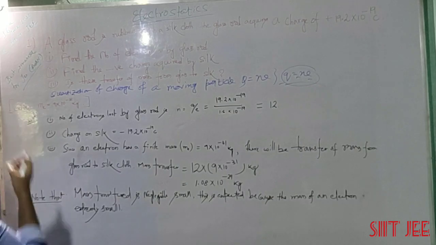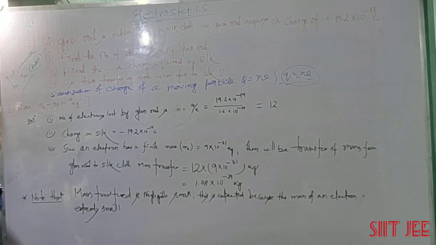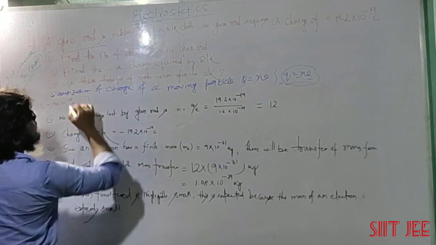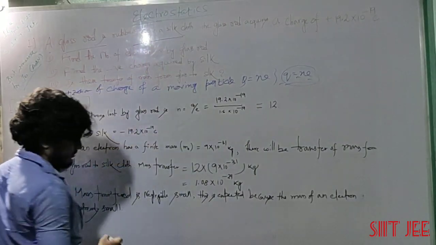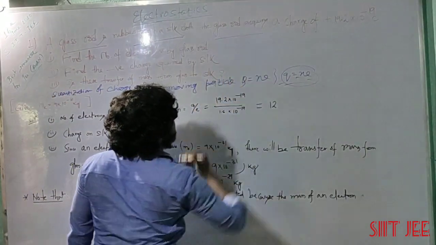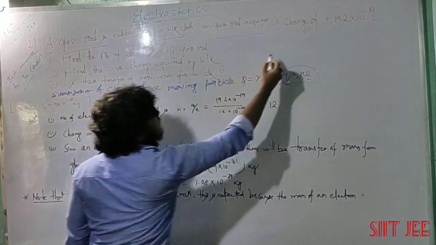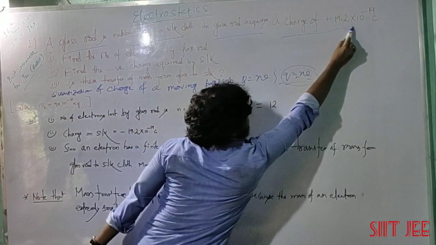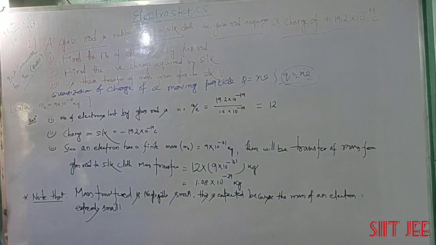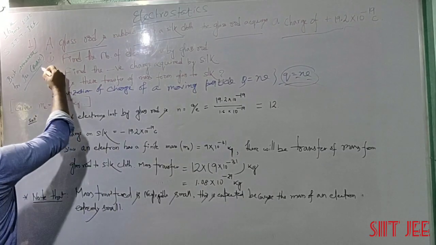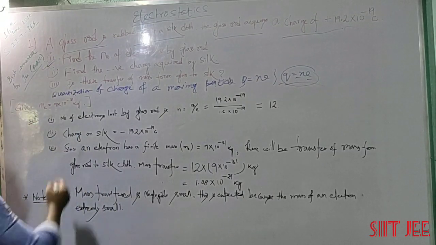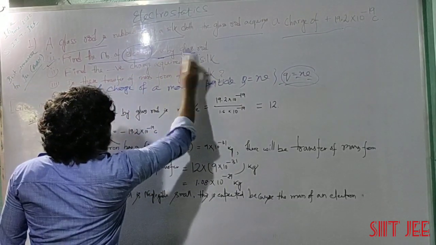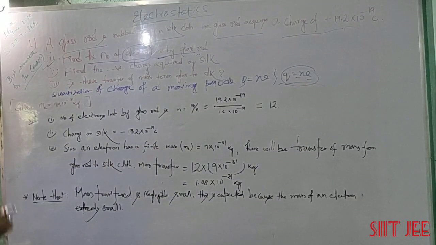Then the numericals, the best numericals for JEE Advanced. A glass rod is wrapped with a silk cloth. The glass rod acquires a charge of plus 19.2 into 10 to the minus 19 coulomb. First question: find the number of electrons lost by the glass rod.